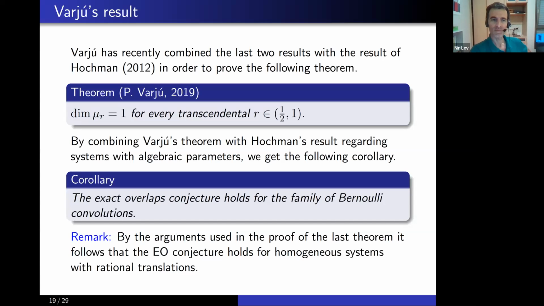Does it mean that you know the dimension of mu R for every R? You mean also R without... No, because if R is transcendental, you know it's 1, and if R is algebraic, then you need to look at this random walk entropy, which I have not defined, and this will give the dimension. So there are still interesting things to look at, but only for certain algebraic parameters.